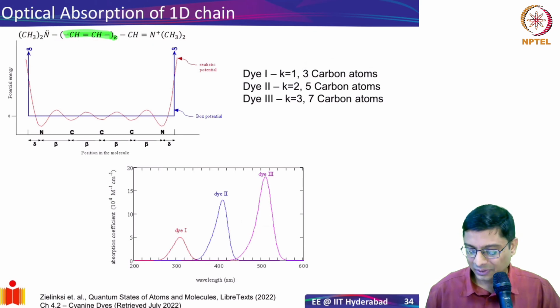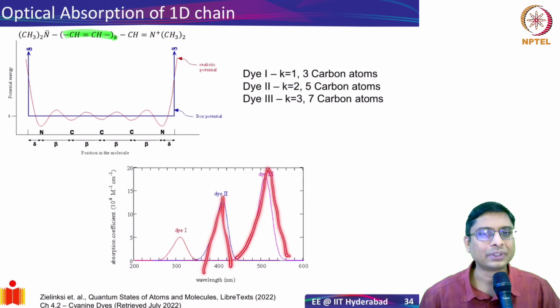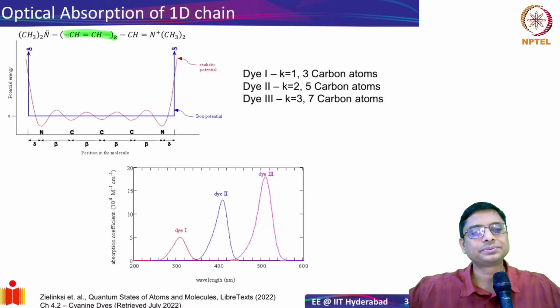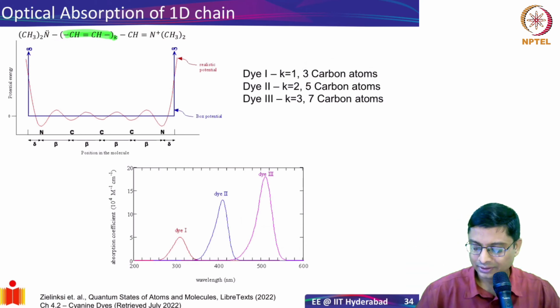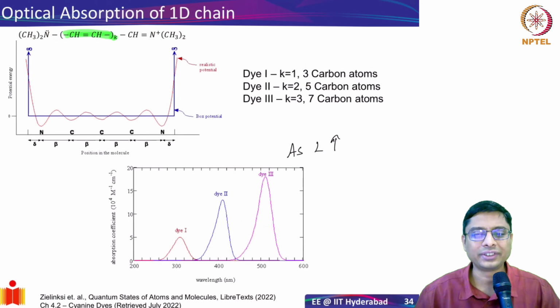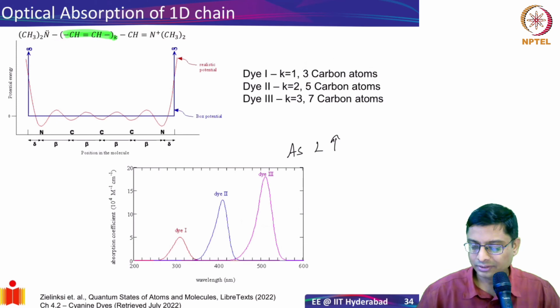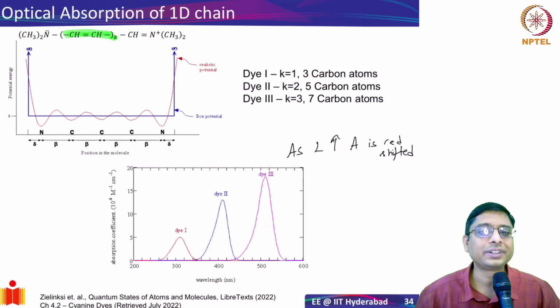All right. If you look at it, the first dye, second dye has 5 carbon atoms, third dye has 7 carbon atoms. So as you make my quantum well larger, as L increases, right? Because the length of the chain is increasing, the absorption A is redshifted. Why is it redshifted?